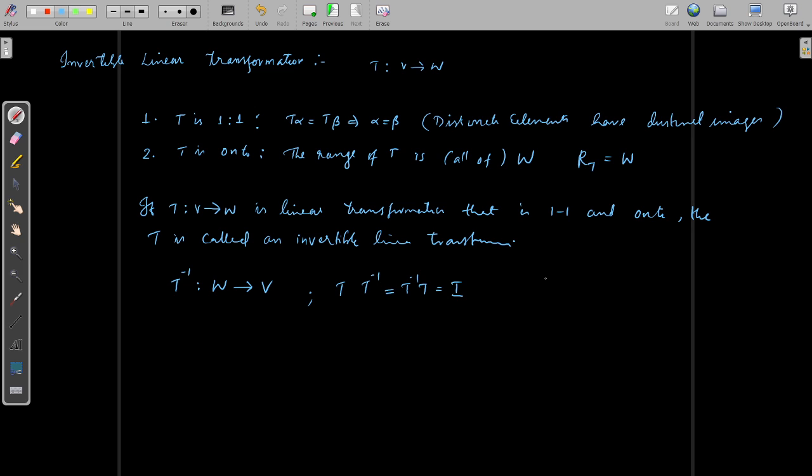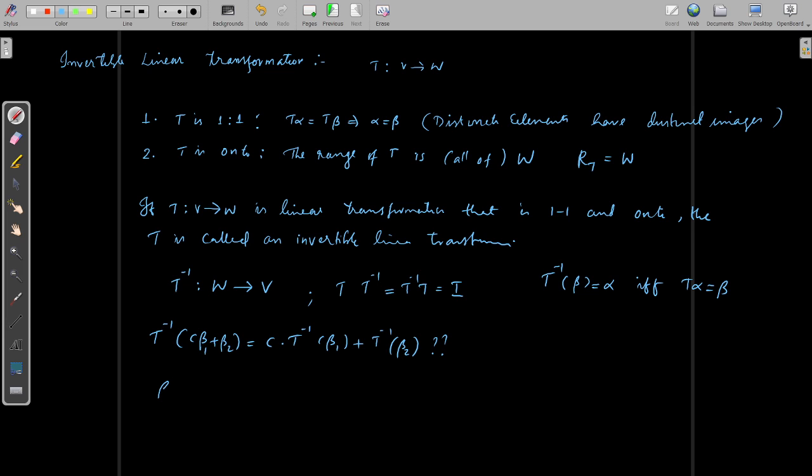How will you define T inverse? T inverse of beta is equal to alpha if and only if T alpha is equal to beta. This is the definition of T inverse. So we will prove that this T inverse is a linear transformation from W to V. How will you prove this? T inverse of (c beta 1 plus beta 2) is equal to c times T inverse of beta 1 plus T inverse of beta 2. We need to prove this. This is our claim.